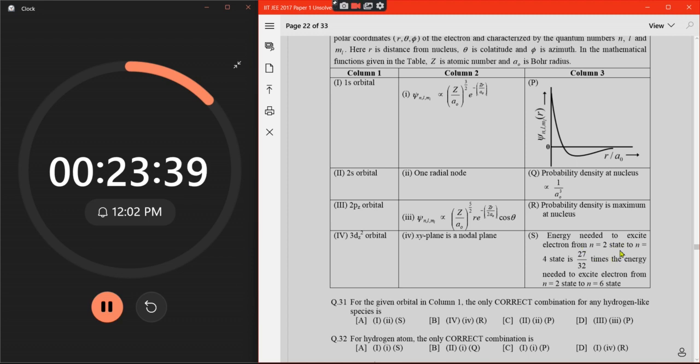Energy needed to excite n equal to 2, n equal to 4, it is 6 times energy. 2 to 6 state. Okay. ठीक है ना. What do you get? Like 1 upon 4 minus 1 upon 16 upon 1 upon 4 minus 1 upon 36. Okay, वो 2 के फैक्टर हटा देना. Just 1 minus 1 upon 4 upon 1 minus 1 upon 9, right? It's like 3/4 upon 8 upon 9, which is 27 upon 32. Yes, so S is correct for this guy. So 1 S, which is not there for some reason.